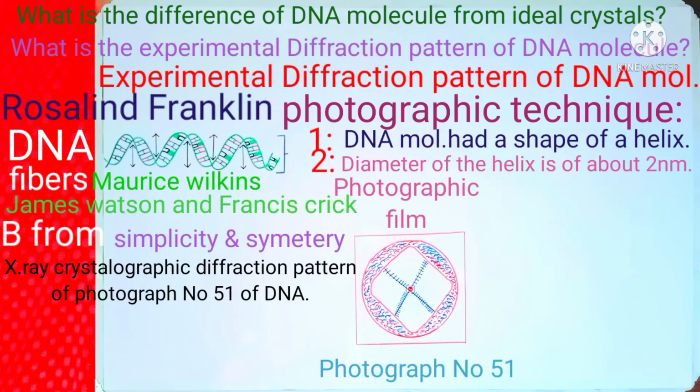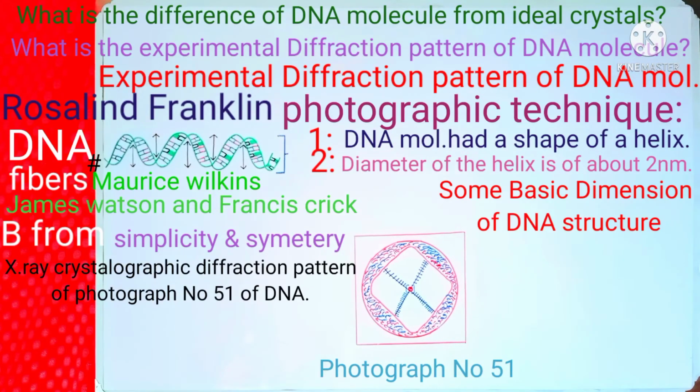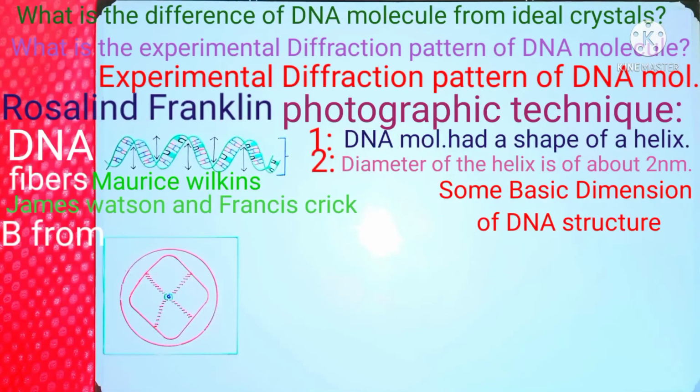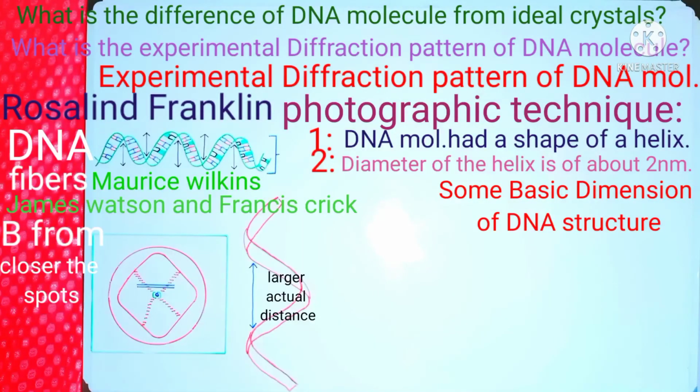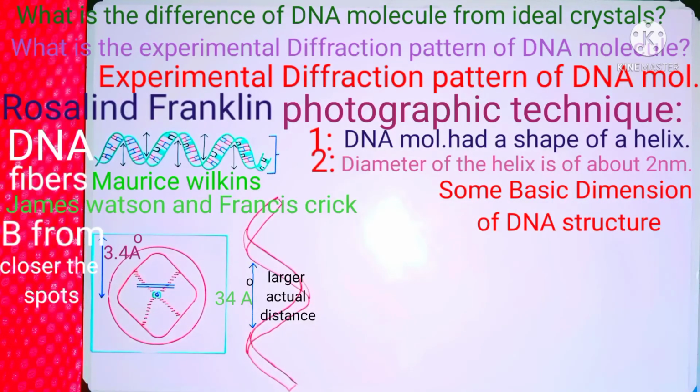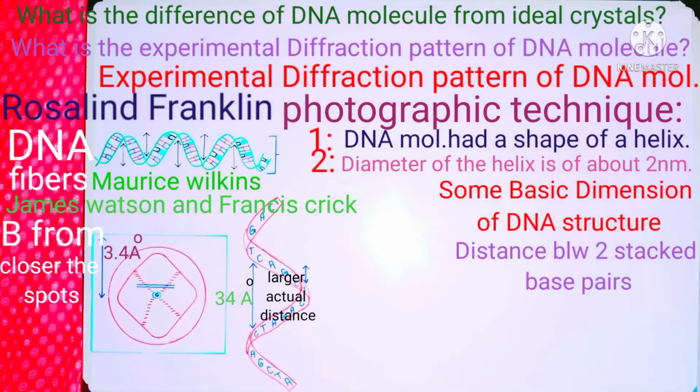Using this pattern, Rosalind Franklin and Maurice Wilkins were able to derive some basic dimensions for the DNA structure. In this X-ray diffraction pattern, the closer the spots, the larger the actual distance. The horizontal bars correspond to the helical turns. The vertical distance between the bars is 34 angstrom. That is the measure of the height of one turn. The distance from the middle of the X-ray pattern to the top is about 3.4 angstrom. This corresponds to the distance between two stacked base pairs.